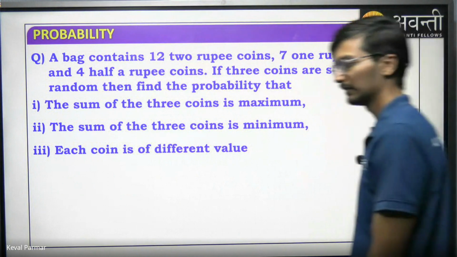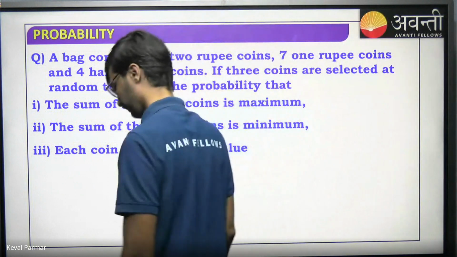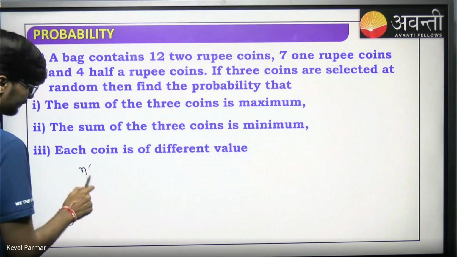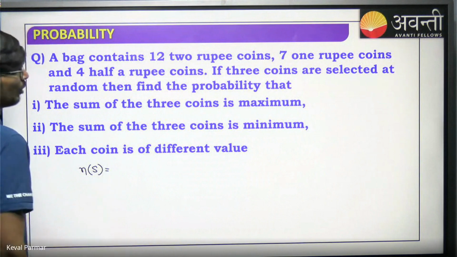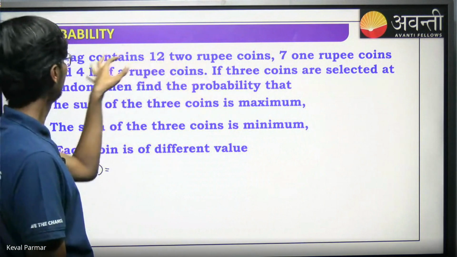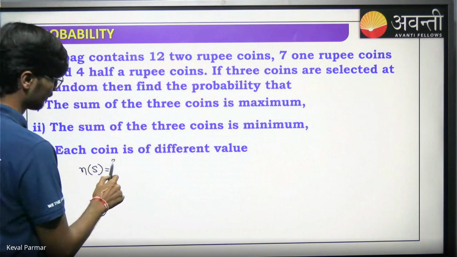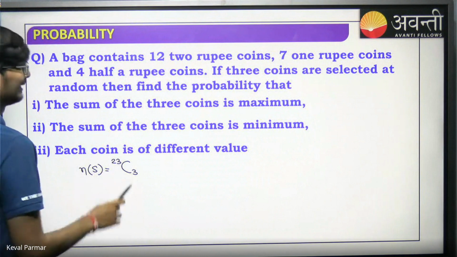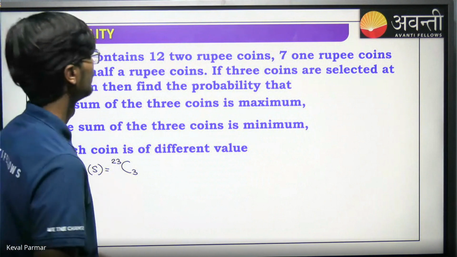Now, let us first write n of S. So how many total coins are there? 12 plus 7, 19 and 4, 23. So out of 23, we need 3 coins. So n of S is 23c3. Right? 23 है ना?